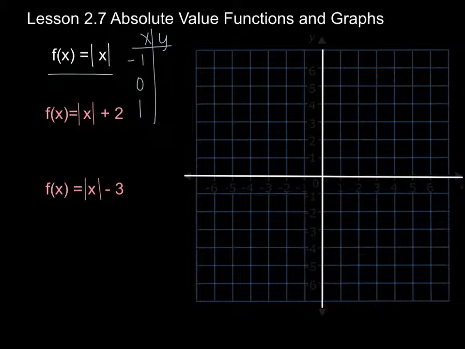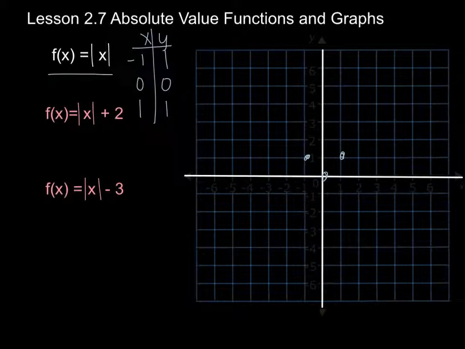If I plug in -1, the absolute value of -1 is 1. The absolute value of 0 is 0. And the absolute value of 1 is 1. Now over on the graph, we're going to graph each of those points. So -1, 1 is right here. 0, 0 is at the origin. And 1, 1 is right here.